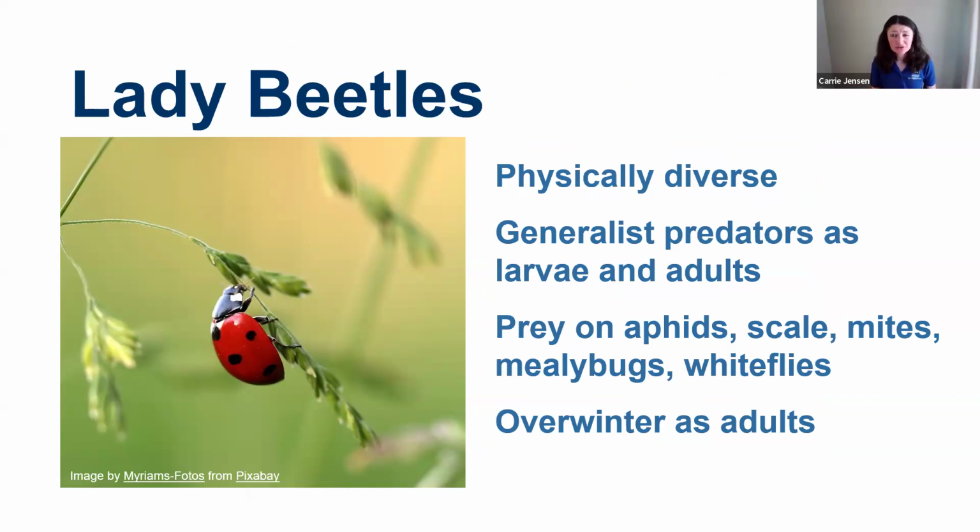And they are all generalist predators in their larva stage and as adults. As I mentioned before, they actually eat more in the larva stage than they do as adults. So those little guys that look like they might be a pest are the best ones to find. They prey on aphids, scales, mites, mealybugs, white flies, and they also overwinter as adults.